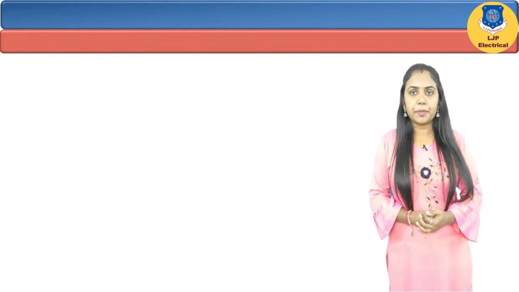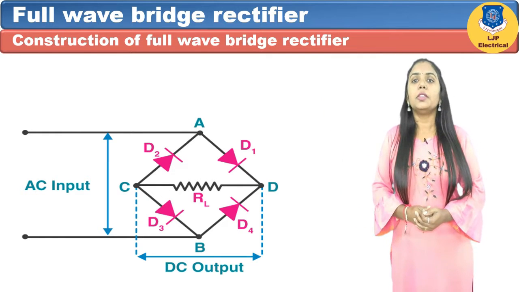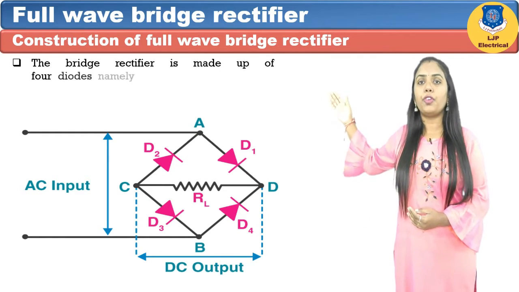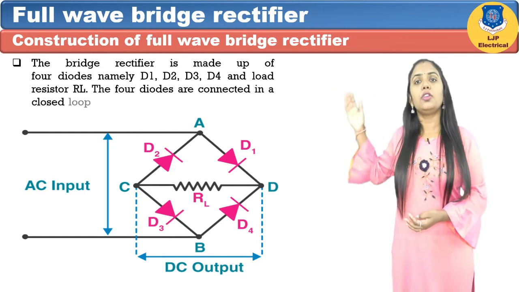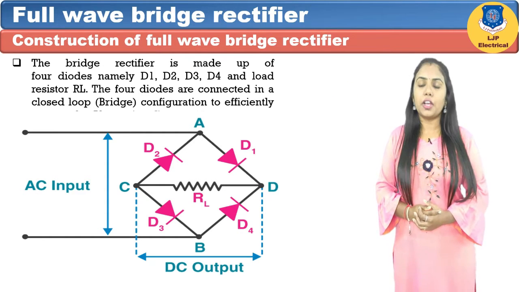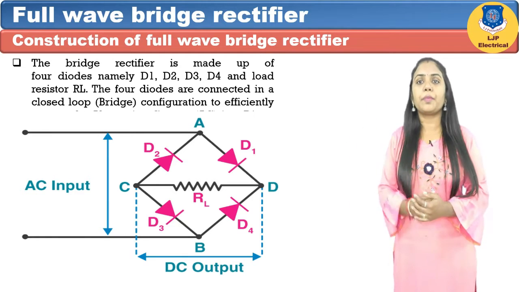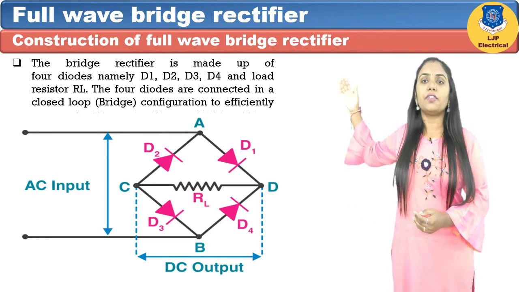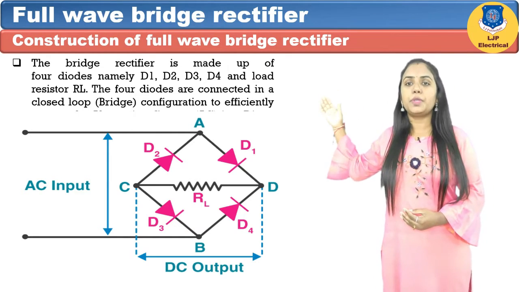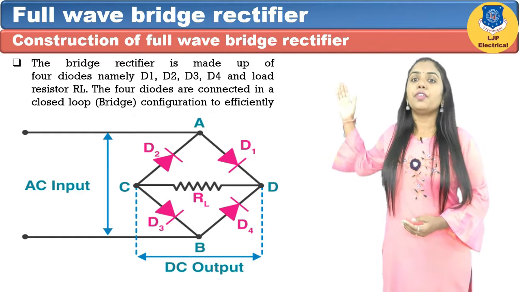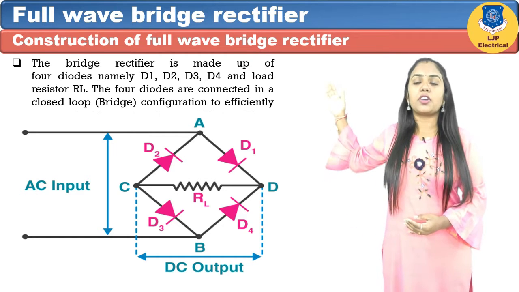Construction of bridge rectifier. The construction diagram of a bridge rectifier is shown in the diagram. The bridge rectifier is made up of four diodes, namely D1, D2, D3 and D4, and the load resistance RL. The four diodes are connected in a closed loop called bridge configuration to efficiently convert the alternating current into the direct current. The main advantage of this bridge circuit configuration is that we do not require any expensive center tapped transformer, thereby reducing its cost and size.